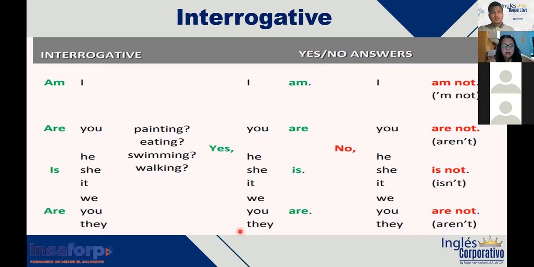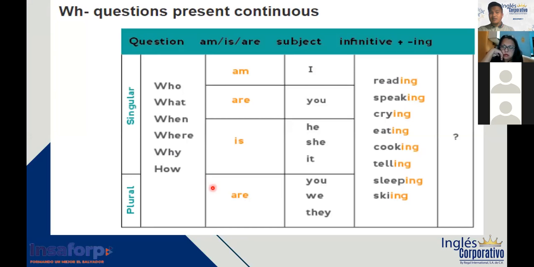Thank you so much. So this is more specific information about the same type of questions that we just saw, the yes or no questions. But now we are going to verify another type of questions that we can also have in the present continuous. With the present continuous, we can also use WH questions.